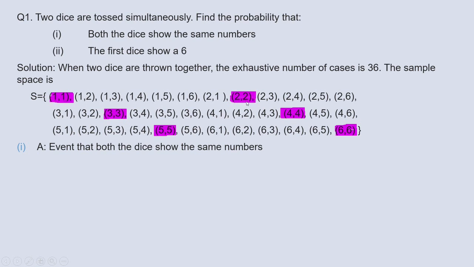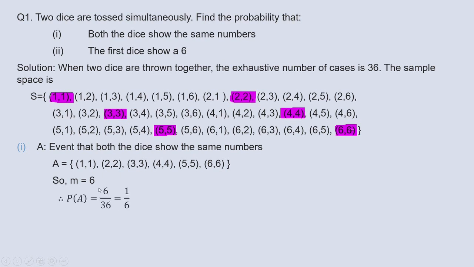Both may show 2, 2. Both may show 3, 3. Both may show 4 and 4. Both may show 5 and 5. Both the dice may show 6 and 6. So A will be the set of all these numbers. So how many cases are there? 1, 2, 3, 4, 5, 6. So M is equal to 6. Therefore, probability of A is M by N, so 6 by 36 equal to 1 by 6.